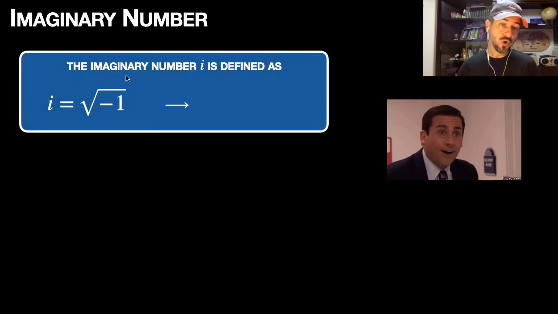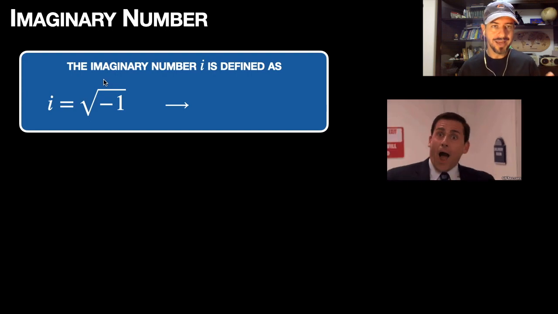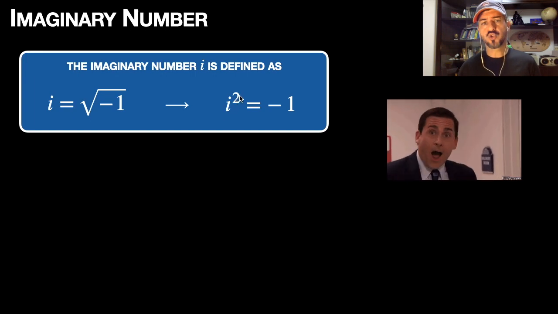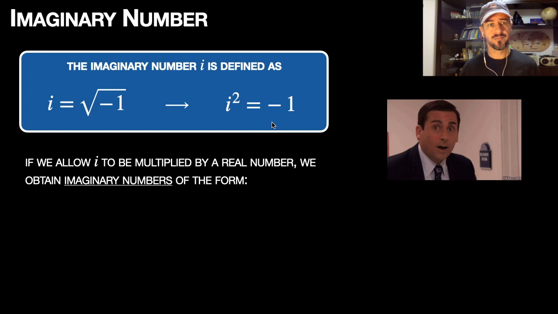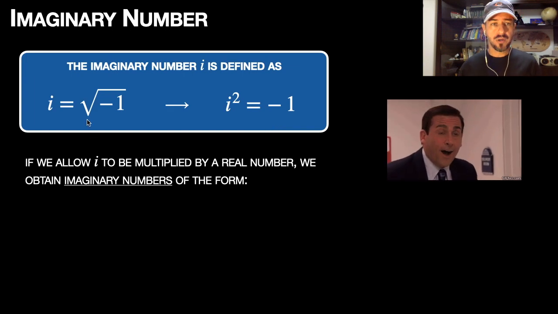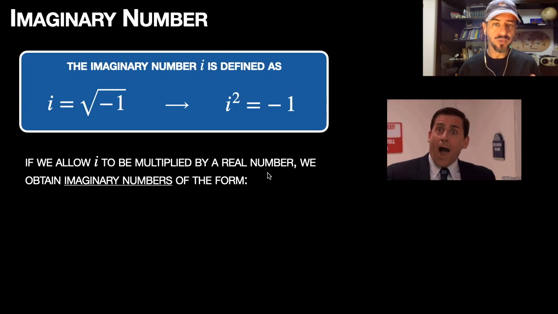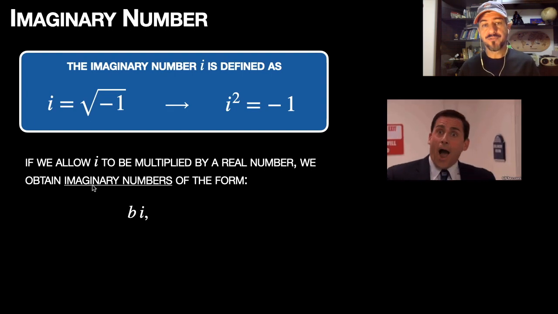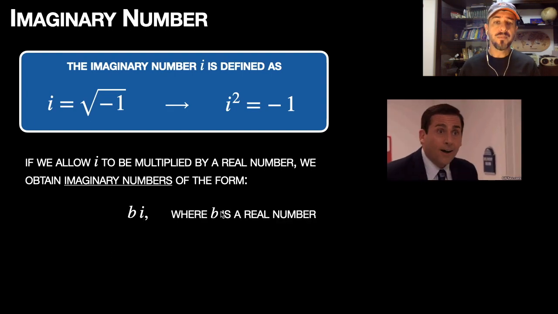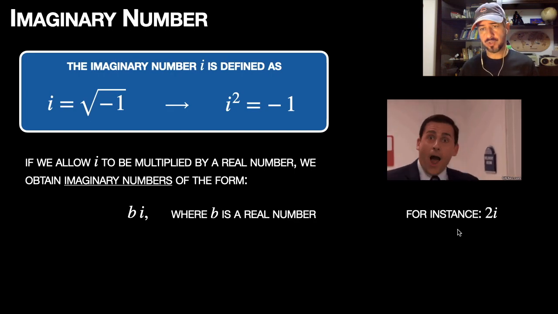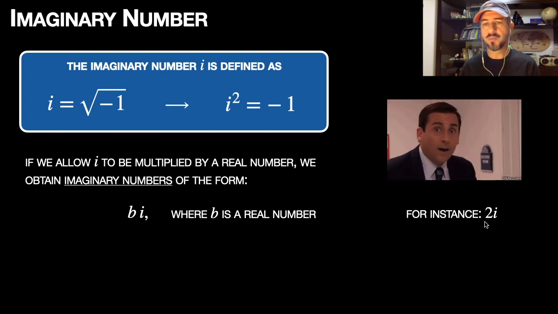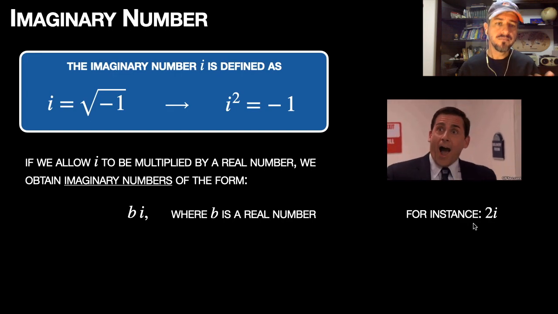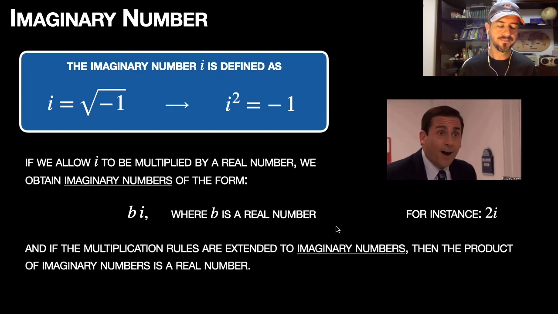So the imaginary number, or sometimes called the unit imaginary number i, is defined as this, which is the same as i squared being equal to minus 1. So if we allow i to be multiplied by a real number, then we obtain imaginary numbers of the form bi, where b is a real number. For instance, 2i. 2 is a real number multiplying by i, so we have another imaginary number.